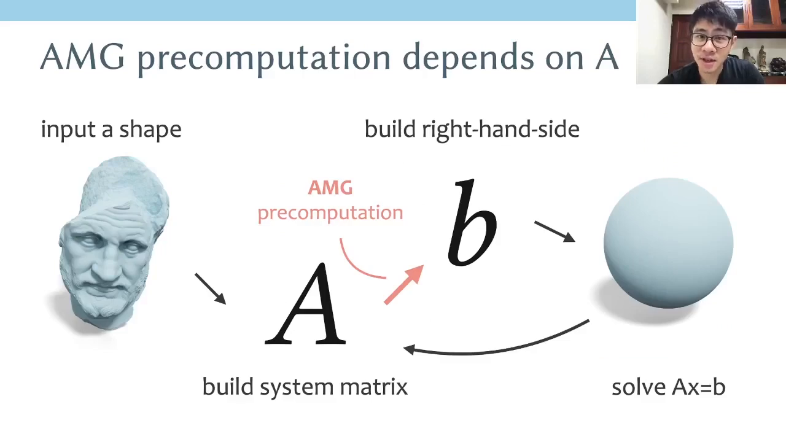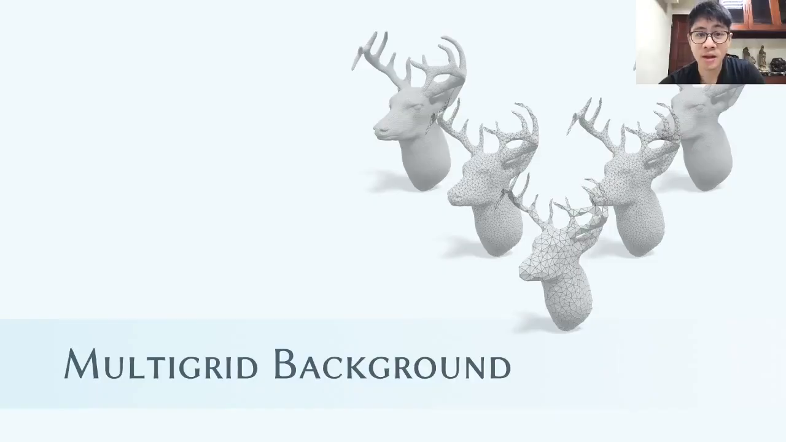And another reason is because the precomputation of algebraic multigrid also depends on the system matrix A, so it also requires precomputation at every iteration. So hopefully right now I have convinced you that Geometric Multigrid is a good scalable solver, but we have to come up with a way to define it on surface meshes. But before that, let's have a quick refresher on multigrid methods.